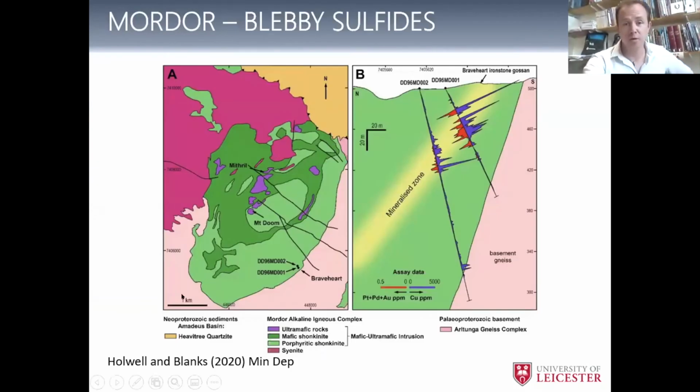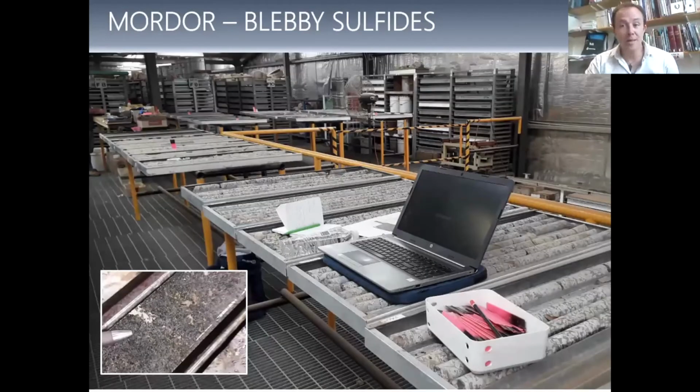So there has been exploration in this mafic, ultramafic portion. There are some PGE reef style deposits in the Mount Doom region. Steve Barnes wrote a paper on this in 2008 in Mineralium Deposita, but we were interested in this marginal mineralization out here. A couple of drill cores that we looked at with copper and some precious metal mineralization towards the margins, and they're blebby sulfides.